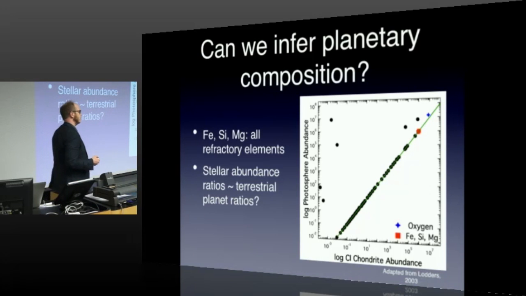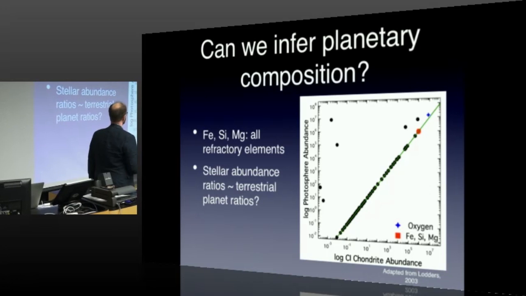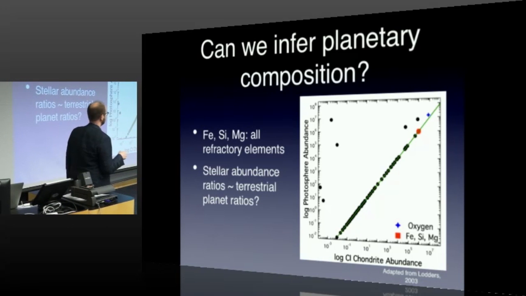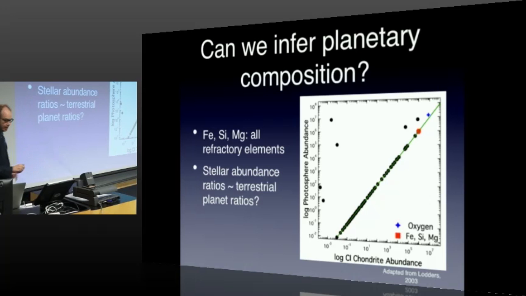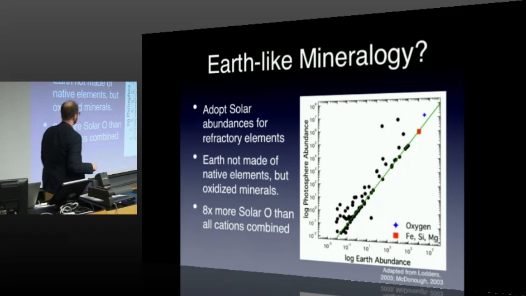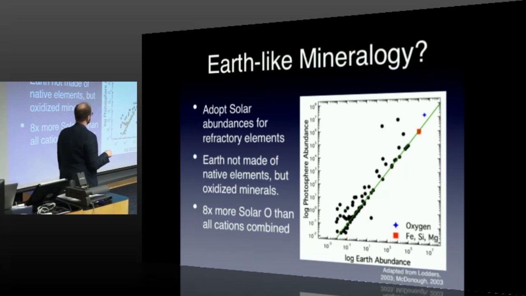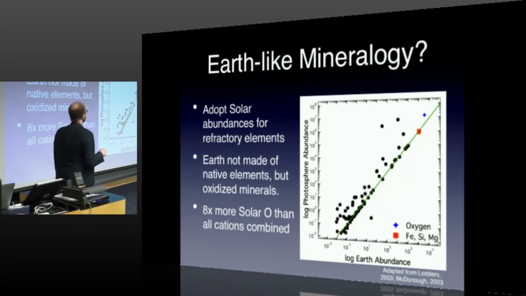What that means is if you have a gas, these will condense first at very high temperatures. So in this one-to-one line, which is in green, you can see those three elements falling nicely on it. Oxygen is a little bit above, and I'll talk about that in a second. So you can then make the next step and look at the actual Earth abundance for some Earth compositional model versus photosphere. And again, those are pretty close to that one-to-one line, but oxygen is not.